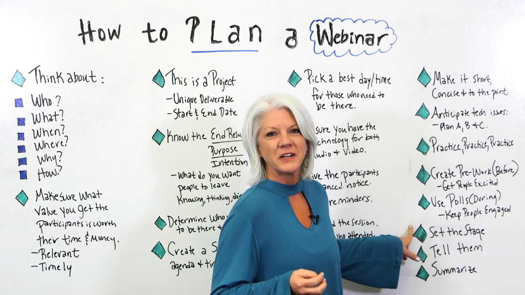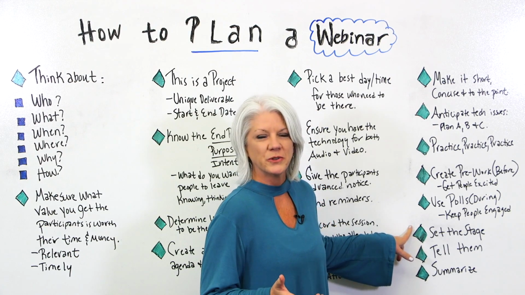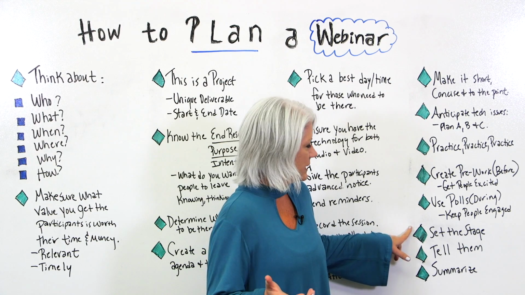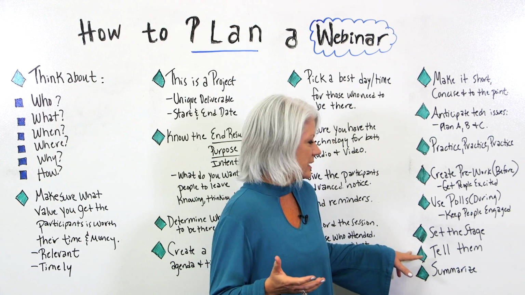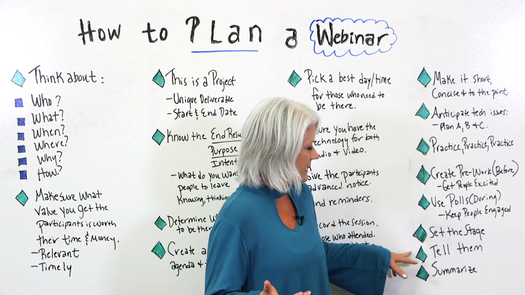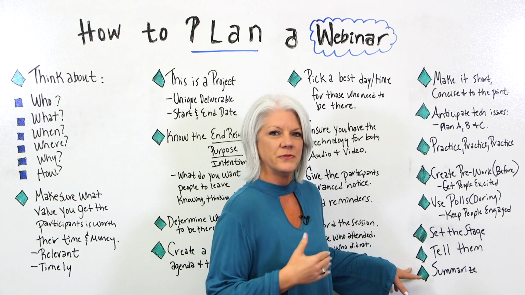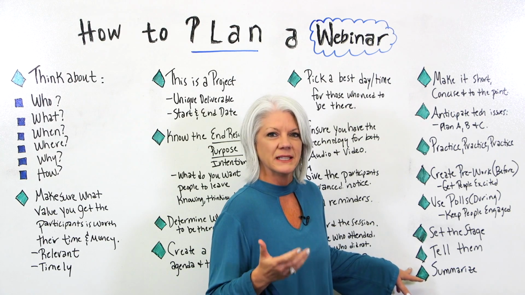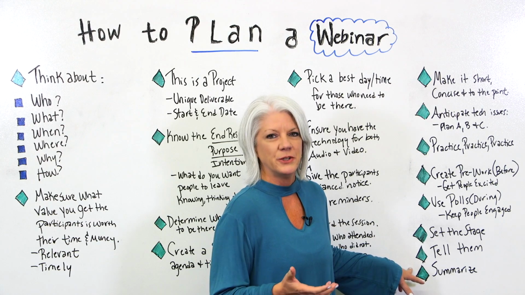Once your webinar starts, be sure to set the stage, meaning let them know what you're going to tell them, show them the agenda items, and let them know what you're going to cover in advance. And then tell them, actually cover the agenda items in the time that you have allocated, and then summarize the session for them. Go back and let them know what you've covered, and again, highlight anything that you need them to leave doing. Do you have any action items, or what do you need them to do?